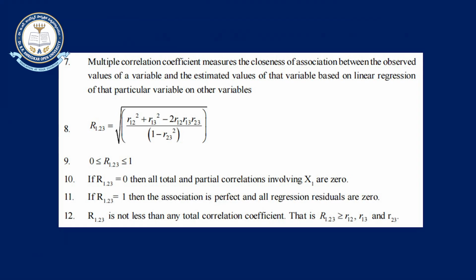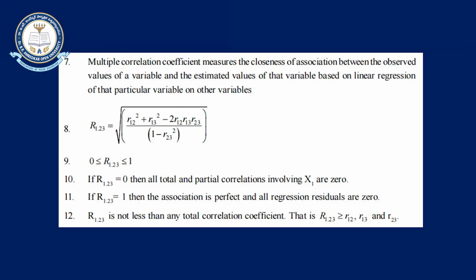Here we observe some of the properties that we are going to conclude. R1.23 is a coefficient. What is that? It is a multiple correlation coefficient, and it always lies between 0 and 1. Partial correlation coefficients, the small r's, all lie between -1 and +1. That we observed.